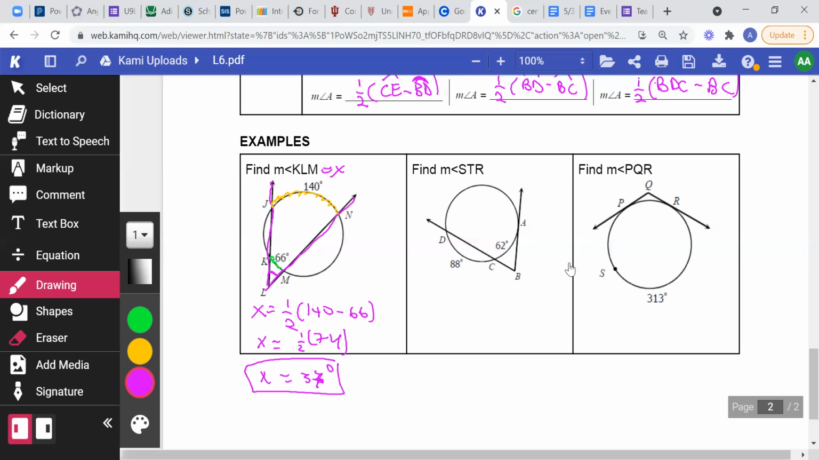The next one here, we see this is a tangent line, BA, and this is the secant, DB, and then we are going to find angle STR.